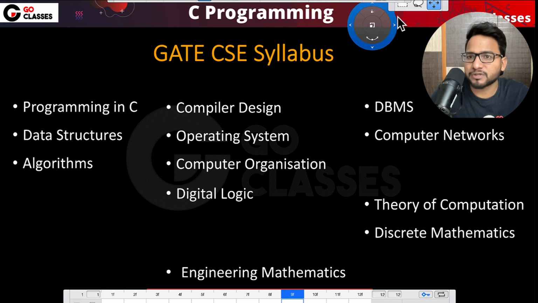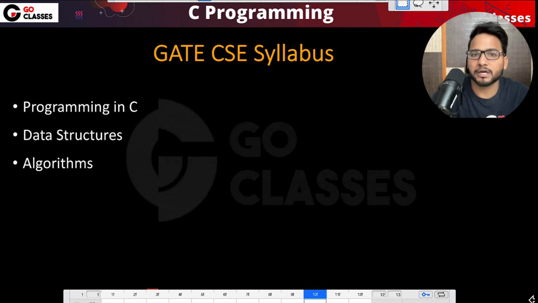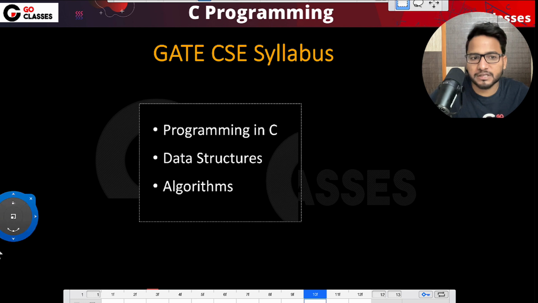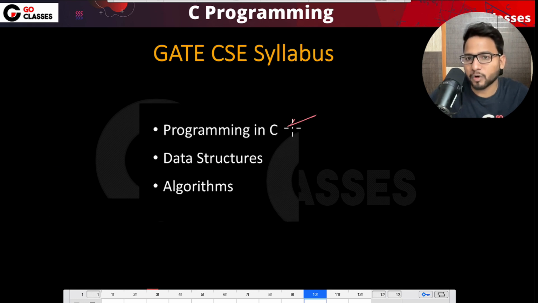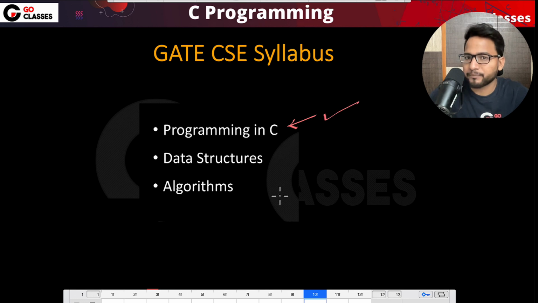So let's first talk about this first set of subjects, which are programming in C, data structures, and algorithms. Let me first talk about these three subjects. I hope it is clear why we need programming in C, because we want to communicate something to the computer. That could be in C, Java, or any other language, but in our syllabus, we just start with C programming. So we want to communicate to the computer. That is clear. Why do we need data structures and algorithms?